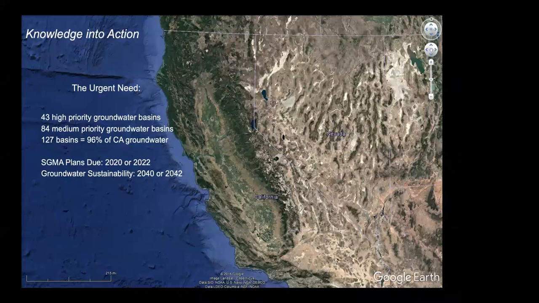Because I do want to finish with this. This is a passion of mine, knowledge into action, doing the science that can then be picked up and have an impact, help us address important societal issues. There is an urgent need in California. We've got 43 high priority groundwater basins. Those basins are in serious trouble. The medium priority are in trouble too. So 127 of our groundwater basins, 96% of California groundwater is deemed to be in serious trouble. We need to do something about sustainable management. And they have management plans due.